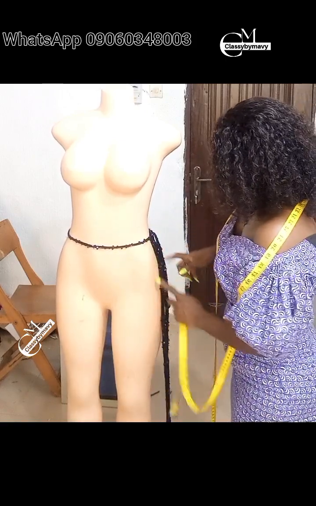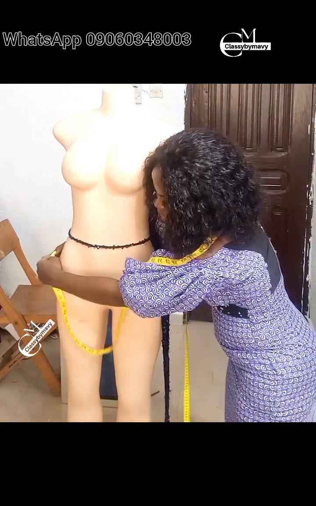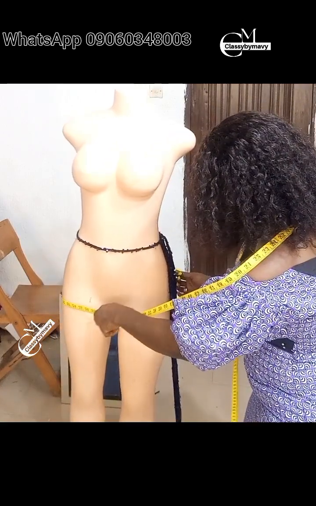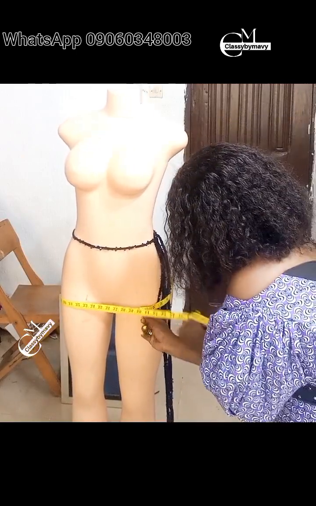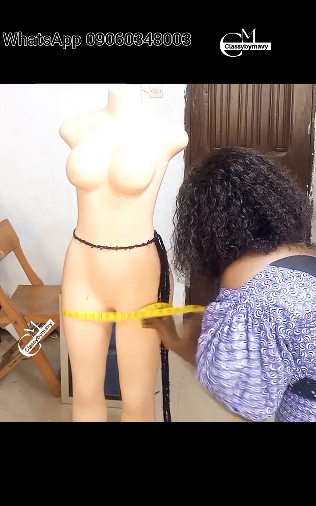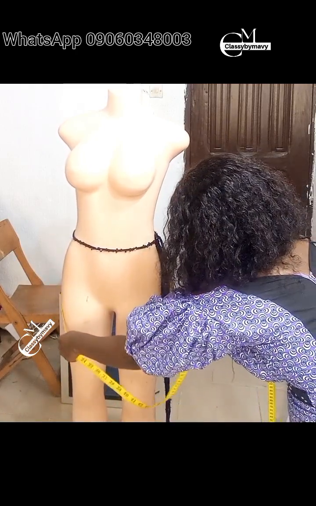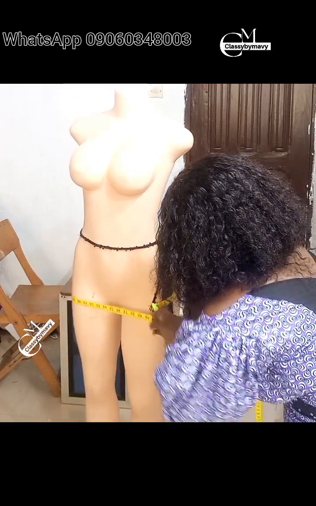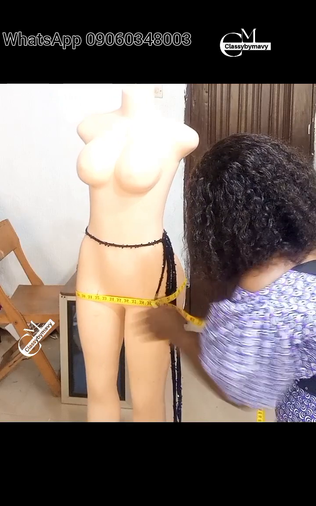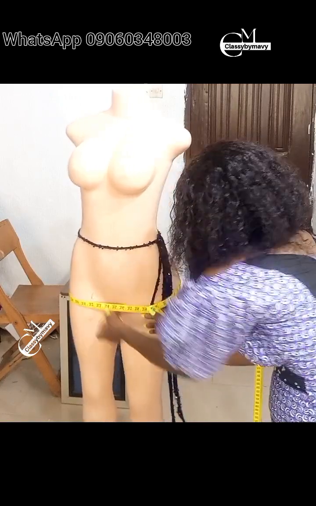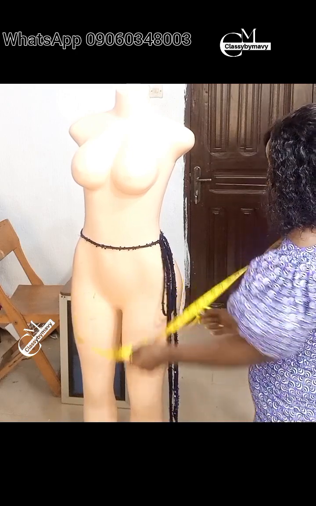So the next measurement apart from hip rise is your hip circumference. Your hip circumference measurements, as I demonstrated earlier in the bodice part, hip circumference is measured like this. Okay, you place your tape around the widest point of your hip like this, and it shouldn't be measured too tightly or too loosely. Okay, can you see? So that's how to measure for your hip circumference.